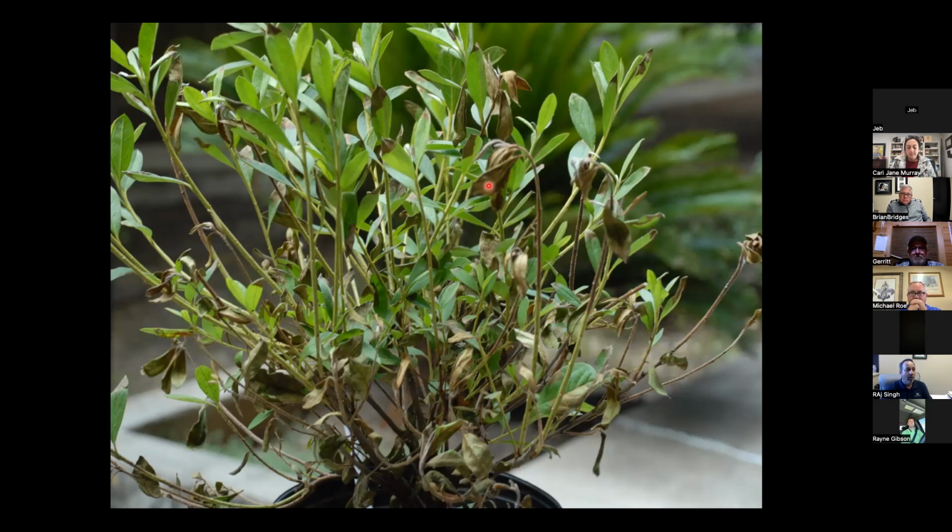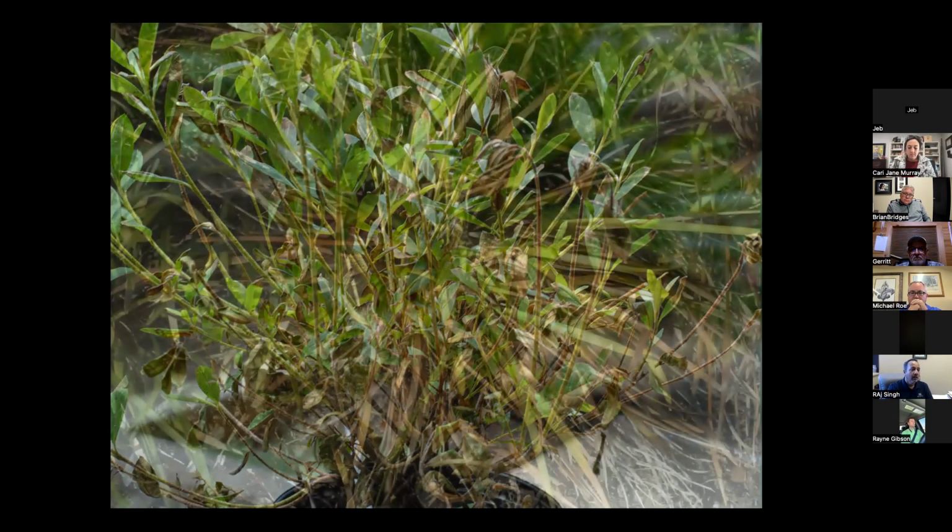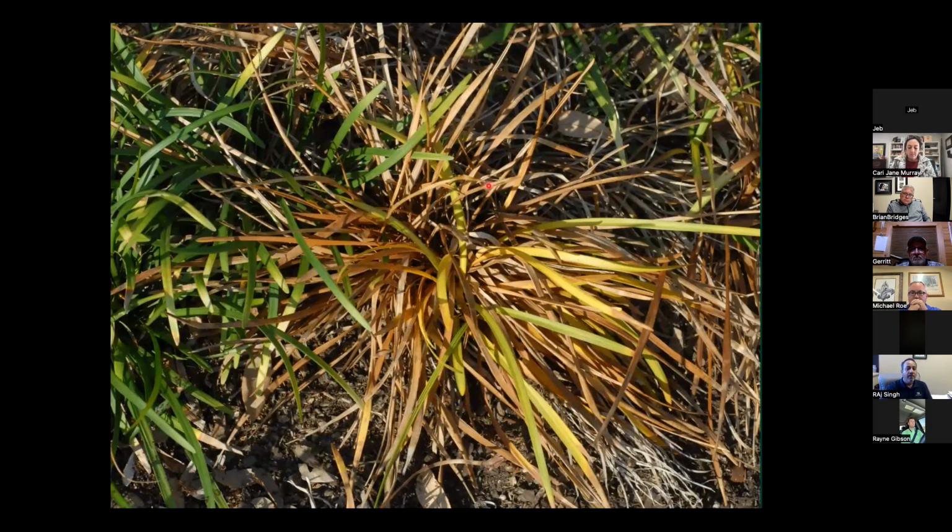Okay, so in this case, management will differ from what you have in the root and crown rot disease, but it will be something similar when it comes to how you manage it. And I'll share those slides with you as well. This is very common here in Louisiana and Florida too. This is called leaf and crown rot.